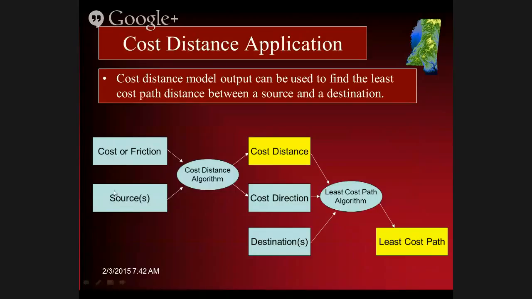So far we've walked through this part. We need the cost or the friction data set. We need the sources, and as a result we're going to use the cost distance algorithm, and we're going to get a gridded output of cost distance. Now, just like with Euclidean distance, there are some additional outputs. One of them is cost direction. You can do cost allocation. There's a few other outputs. We're primarily concerned with the cost distance at this point.